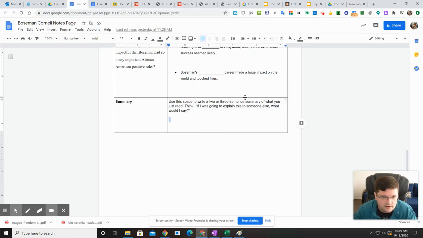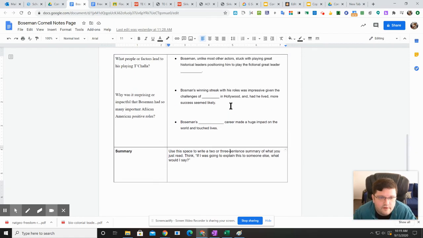It needs to be about 2 to 3 sentences, no more. If it's a paragraph, it's not a summary. It needs to be 2, maybe 3 sentences tops. And it has to be an explanation you could give somebody. So if you had to explain an article or a piece of text to somebody next to you, this 2 to 3 sentence summary would do the trick.